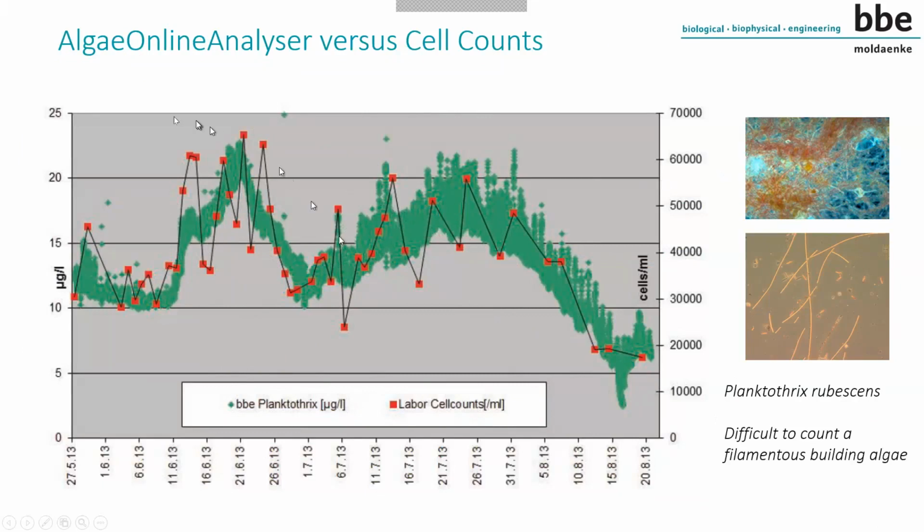And that's the reason the algae online analyzer has big differences during the measurements, because if a big filamentous algae goes through, or a smaller one, that is the reason it is not really a strict line.